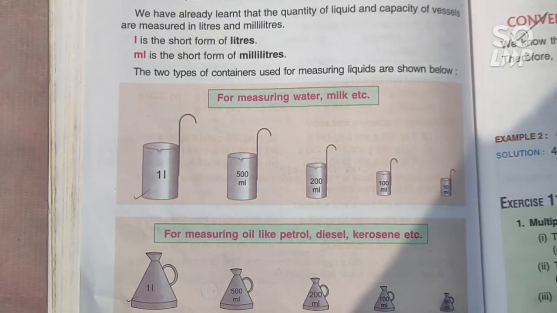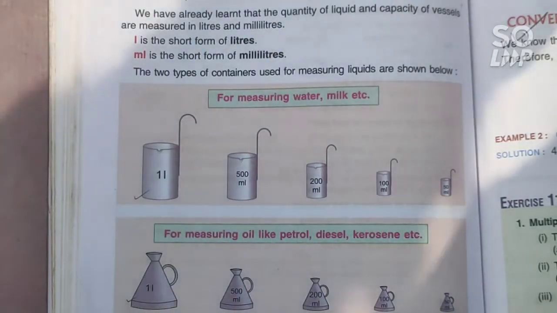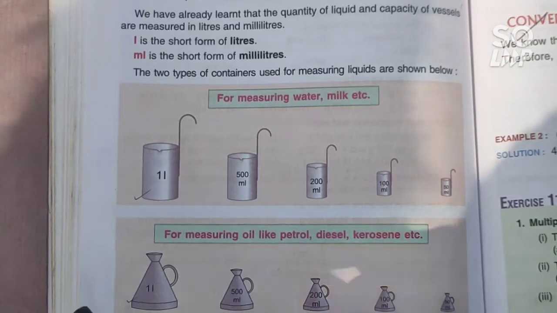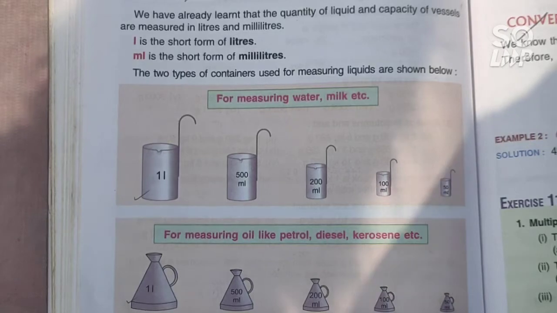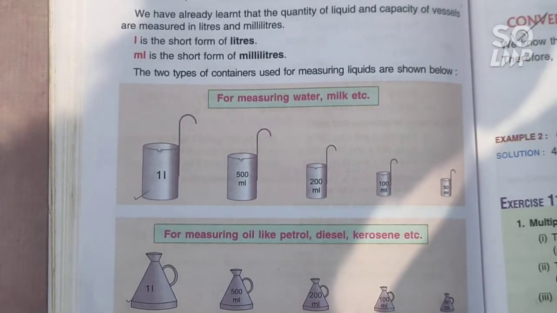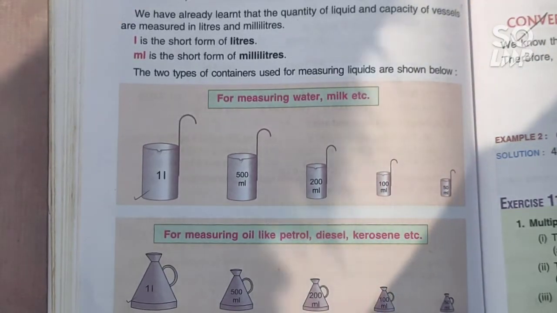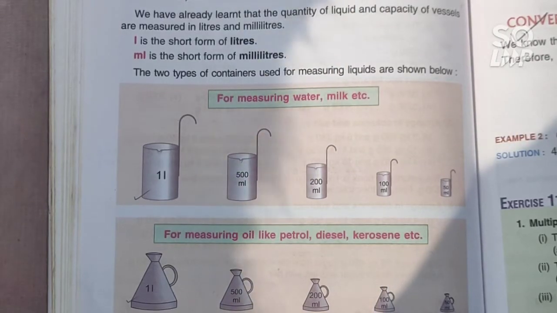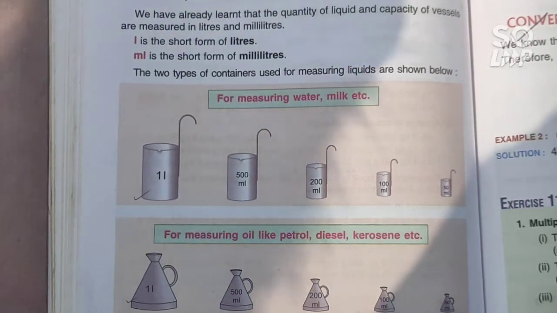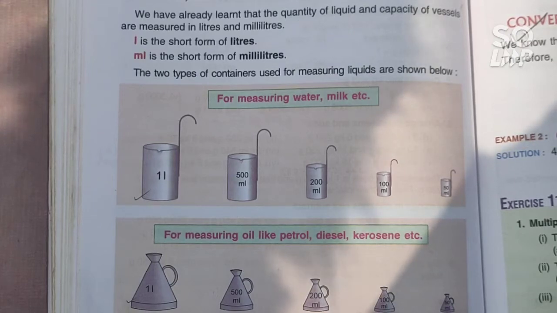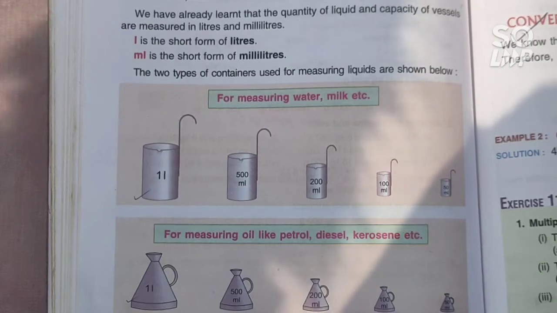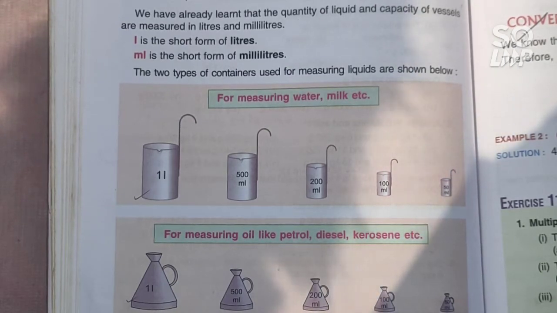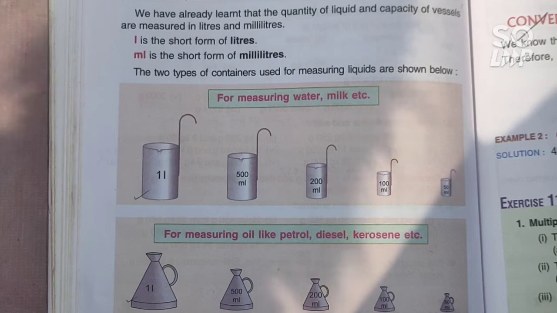So remember this. Cylindrical containers are used for measuring water, milk, this type of things. And the liter unit is used for measuring water, milk, kerosene, petrol, this type of liquids. And the milliliter unit is used for measuring the capacity of cough syrup, perfume, shampoo, and any other cream.